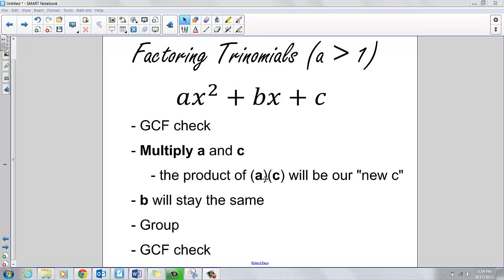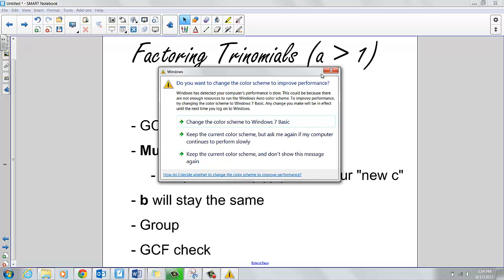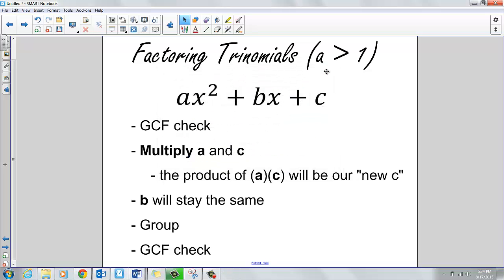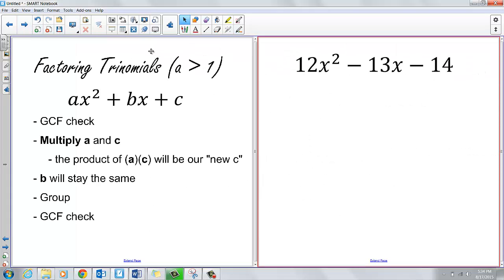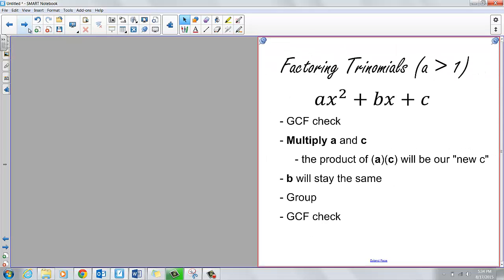And the product of a and c will be our new c. Again, that'll make sense in a second. And b's purpose will stay the same. And then lastly, we're going to group and then GCF check. A lot of that may not mean anything right now, but it will here in a second. So let's split screen this and get on to an example.